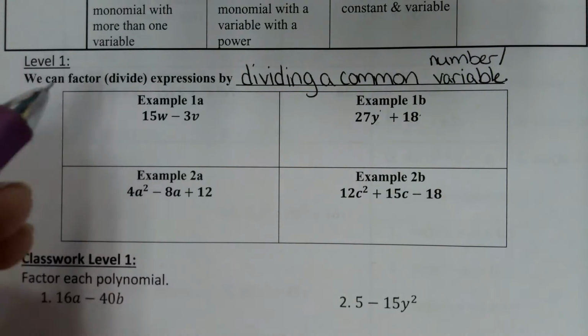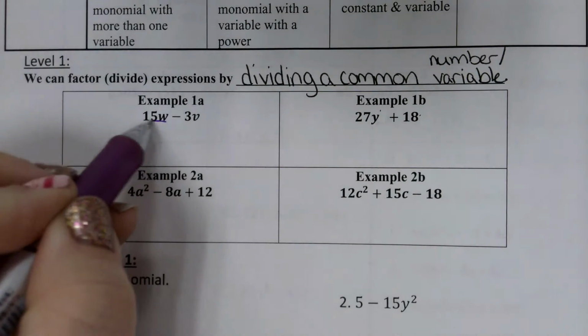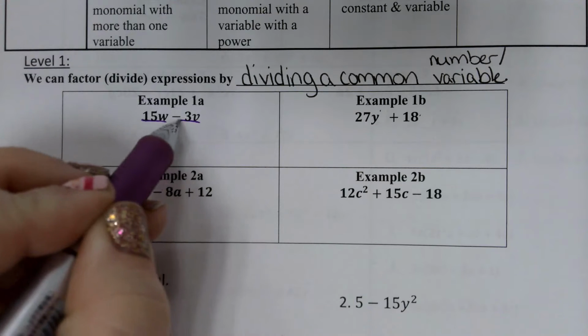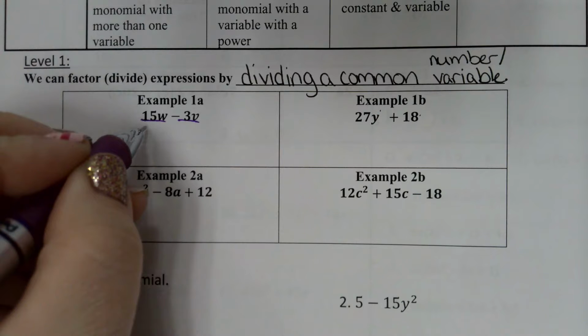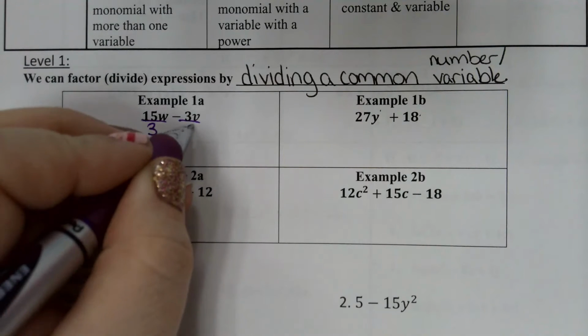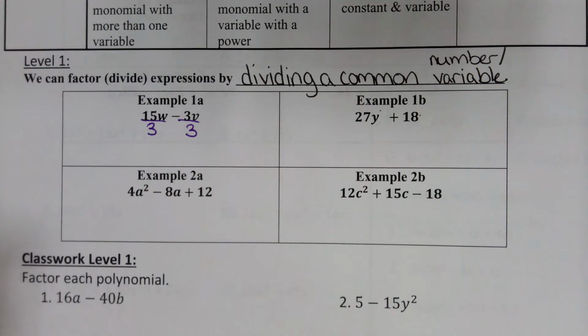So when we look at these terms, we have two of them, 15W and negative 3W. And we have to ask ourselves, what is the largest number that goes into both 15 and 3? And the answer is the largest number that goes into both is 3. So that's what I'm going to divide both terms by.